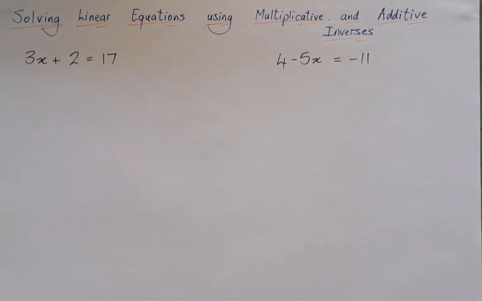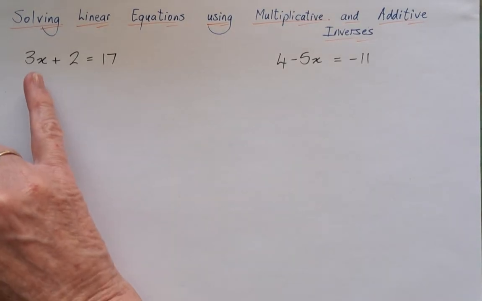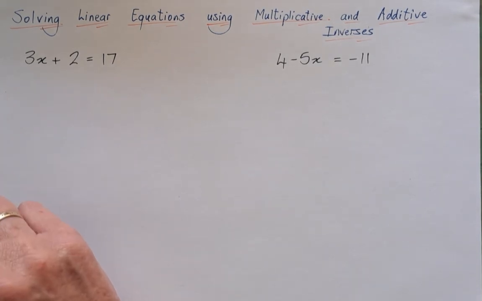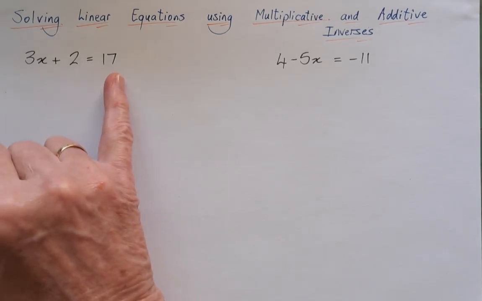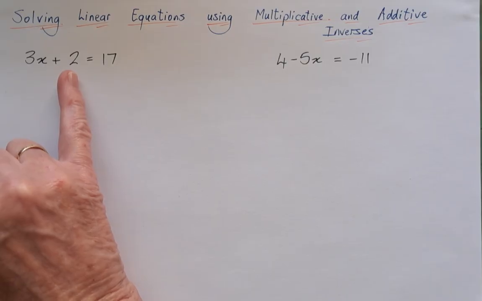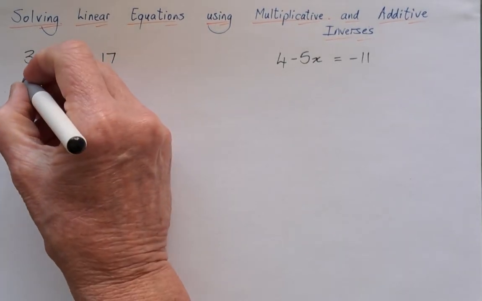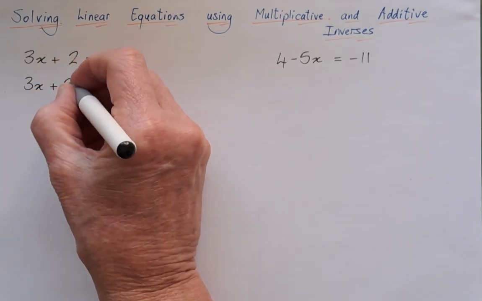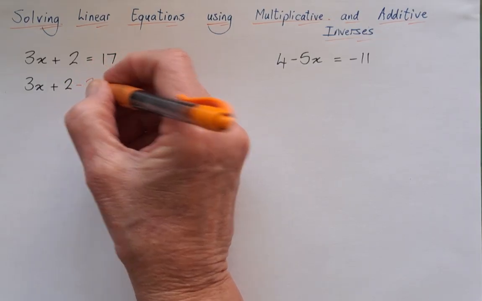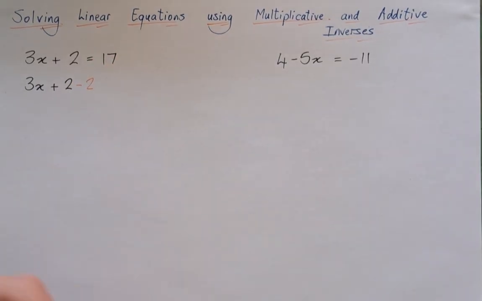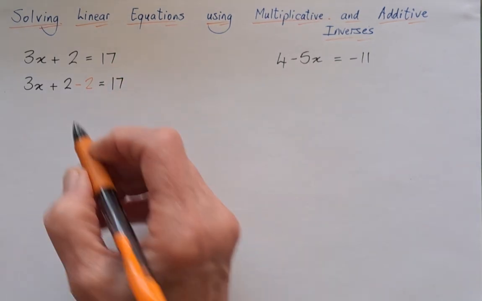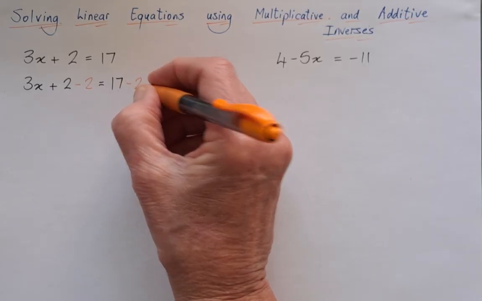So if we remember the methods that we used yesterday, we're trying to get our x terms onto one side and our constant terms, our number terms, onto the other side. If we keep the x on the left hand side, then that's the number term, the constant term that's in the wrong place. So we're going to start off by writing what we have, 3x plus 2. Using the additive inverse, if I minus 2, then 2 minus 2 is going to give me 0. And I have then already got 17 on the right hand side.